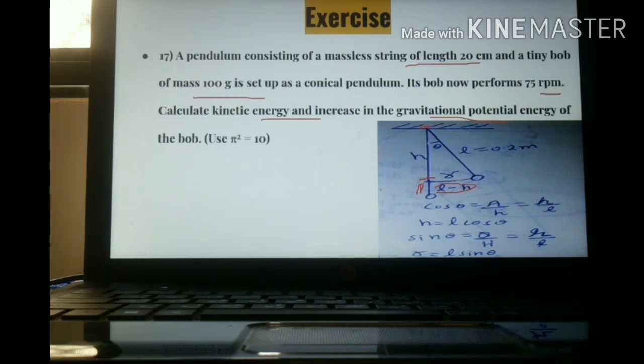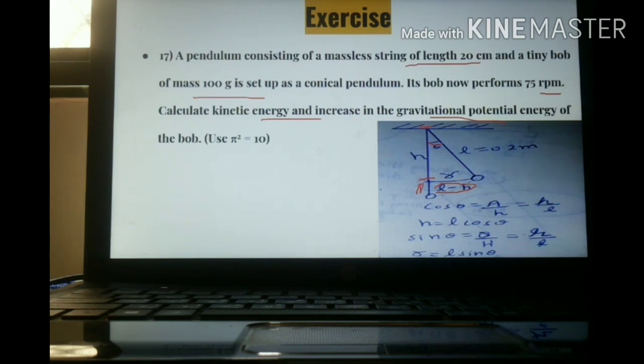Now if we consider cos theta in this angle, what is the formula for cos theta? Adjacent upon hypotenuse. If theta is this, the adjacent will be H, and the hypotenuse is L, so we can write it as H upon L. So H can be represented as L cos theta.